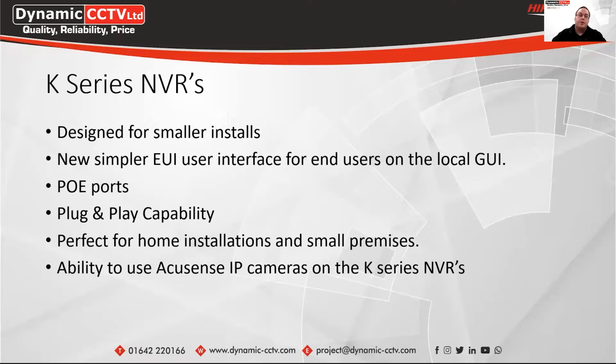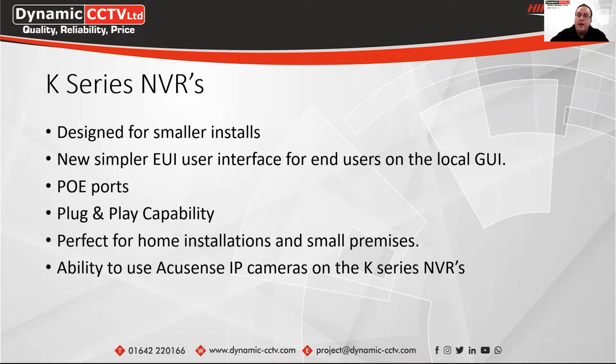So if we take a look at the actual NVRs, there's two main ranges when it comes to IP NVRs. So you've got the K series NVRs and there's also the I series. The K series NVRs are generally designed for smaller installs, so your home installs and small businesses where you're not needing a large camera system on site. These now have a new firmware on them that's called EUI 4, which gives you a simpler user interface, so it makes it easier for end users. They're actually using the local menu control on the NVRs themselves.